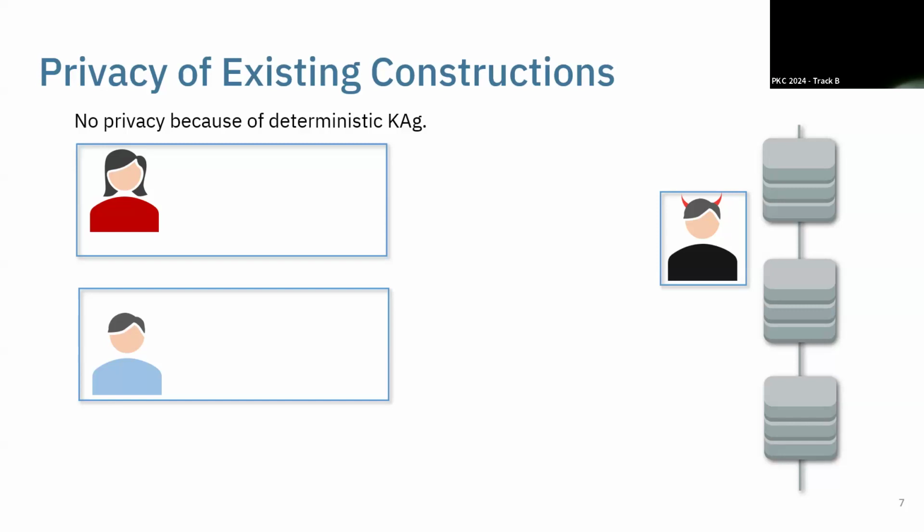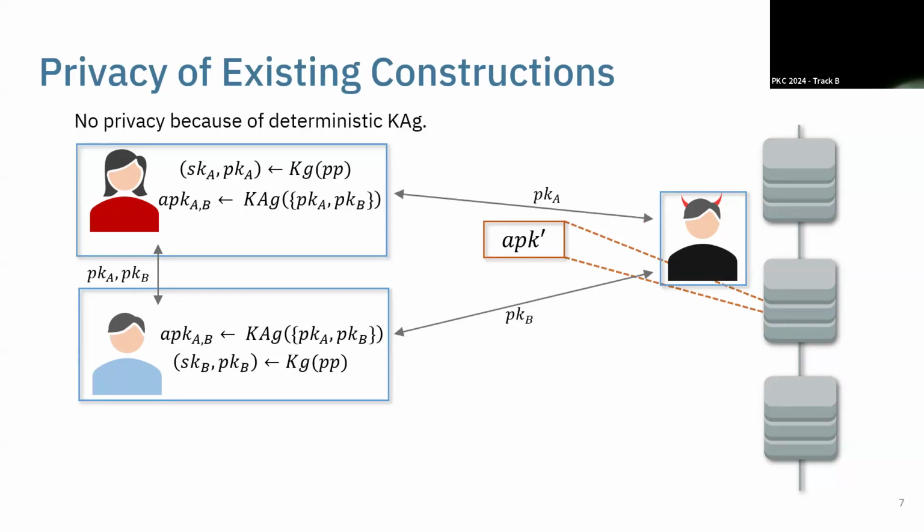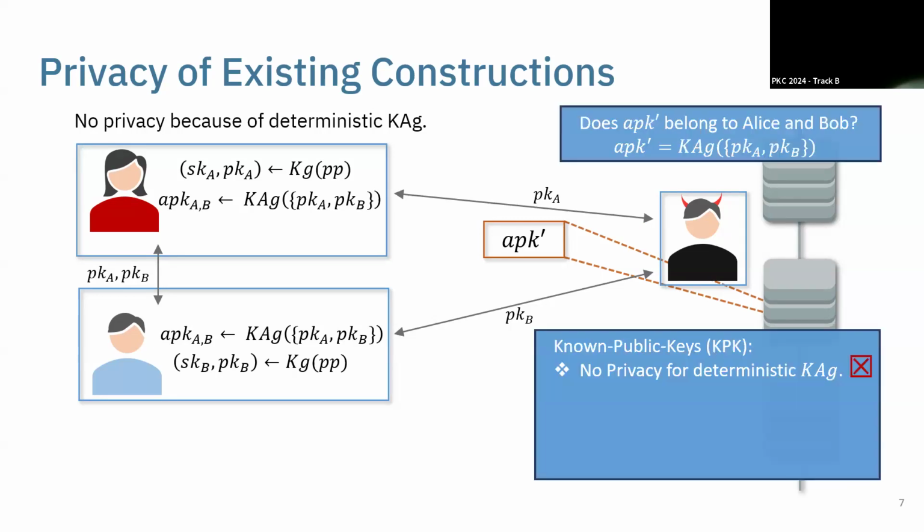Here I will just sketch it for Alice and Bob and their group. They will form their individual key pairs, and at some point they will share them with each other. They can just run the deterministic key aggregation algorithm to form a group. And since it's deterministic, any of them could register it in any context. And if an adversary wants to check whether a certain APK prime belongs to Alice and Bob, they can easily use this canonical check in the system and the individual public keys of Alice and Bob, because key aggregation is deterministic. We know all the inputs, so we can just perform some canonical check.